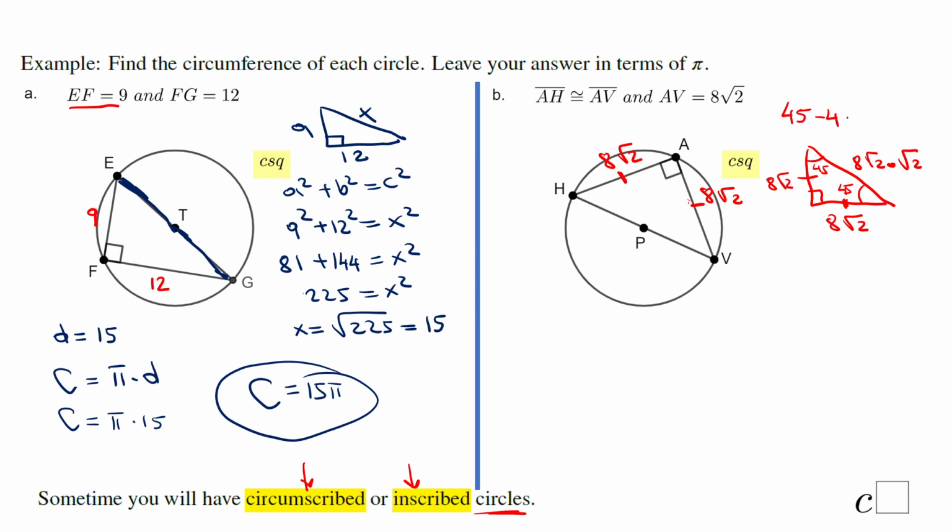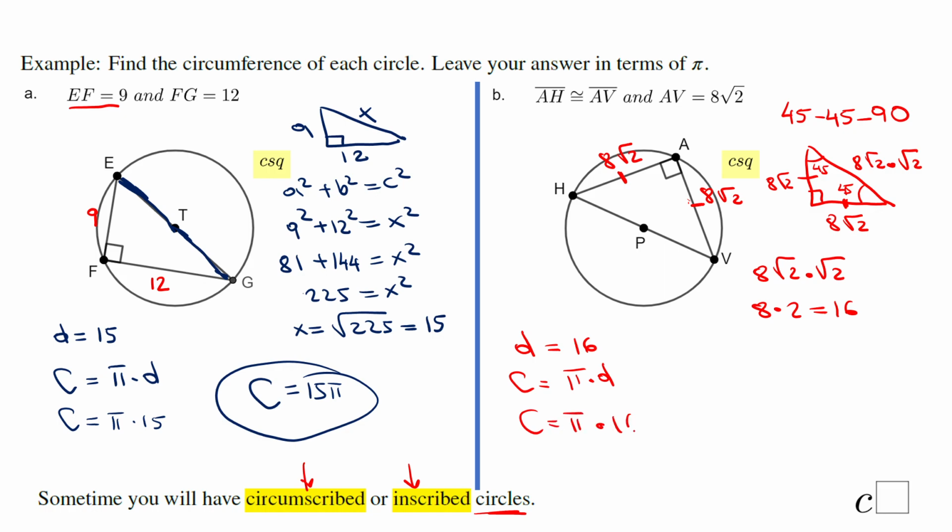If you need to review this triangle, you can find it on my YouTube channel. So how much is 8 square root of 2 times square root of 2? That will be 8 times 2, and that will be 16. So now we know the diameter. The diameter of this circle P is 16. So the circumference will be pi times d, the same formula like we used in the previous one. So it will be pi times 16, and that will be 16 pi.